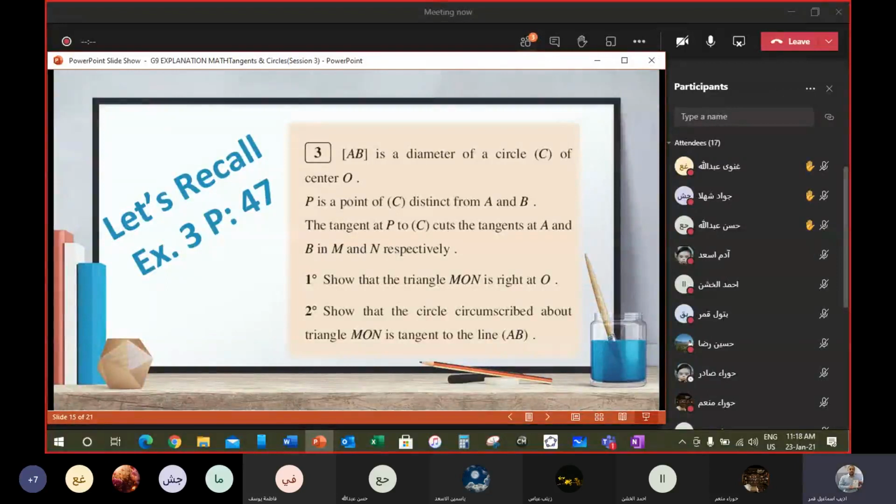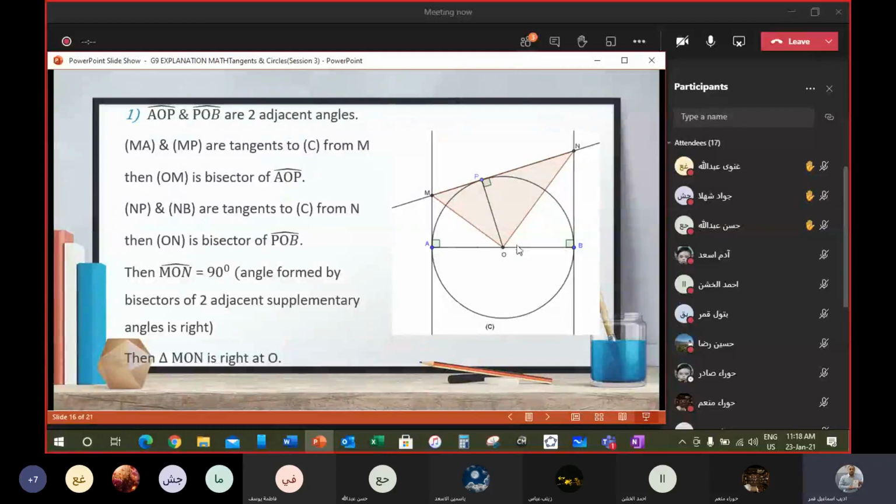هذا كنا بلشنا حلينا نحن في اول part. Show that the triangle MON is right at O. فإذا AB is the diameter of circle C of center O. P is a point of C distinct from A and B. The tangent at P to C cuts the tangents at A and B in M and N respectively. وهيدي الفيجر. This is the figure.